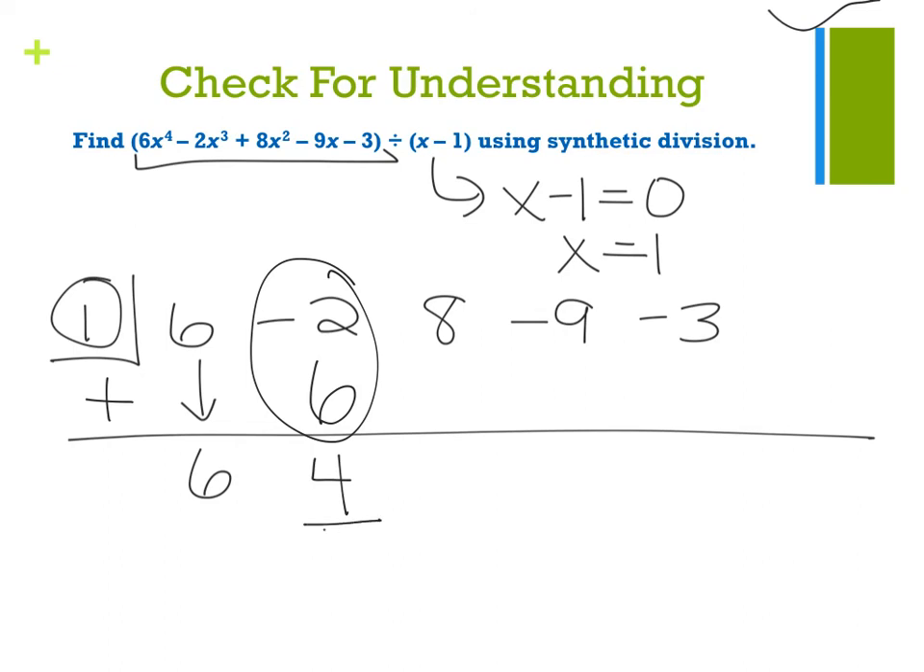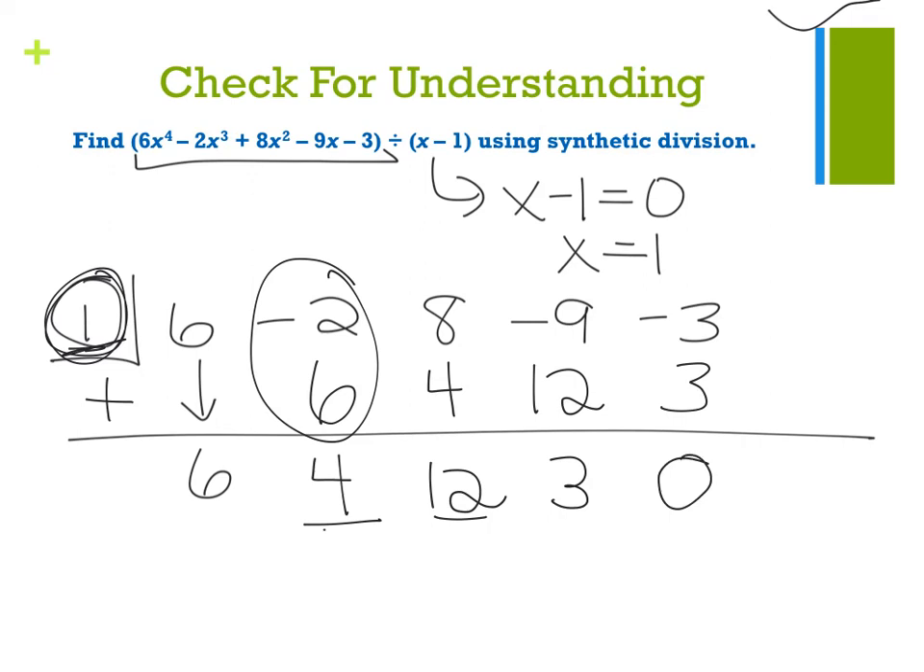Then I multiply the 4 times the divisor again. 4 times 1 gives me positive 4. I add my column, I get 12. Multiply 12 by our divisor, which again is 1. So 12 times 1 is 12. Add my column, and 12 and negative 9 give me a positive 3. 3 times positive 1 is positive 3, and I get a remainder of 0.